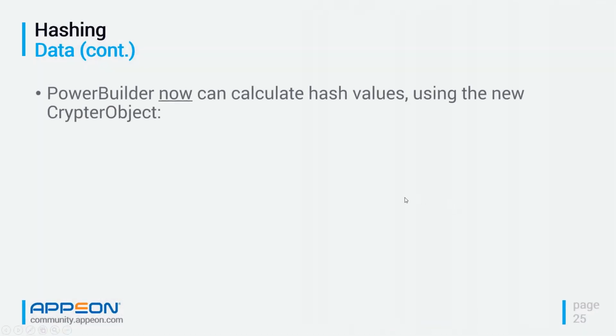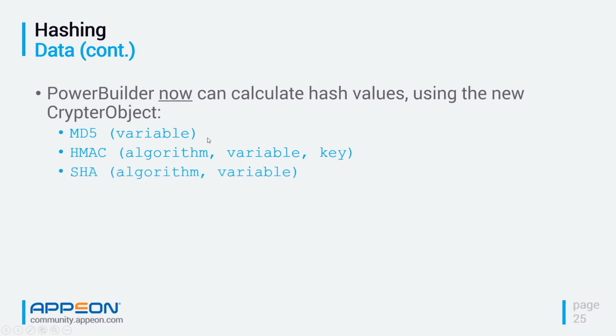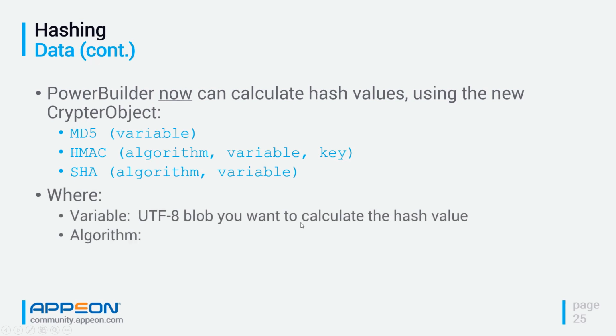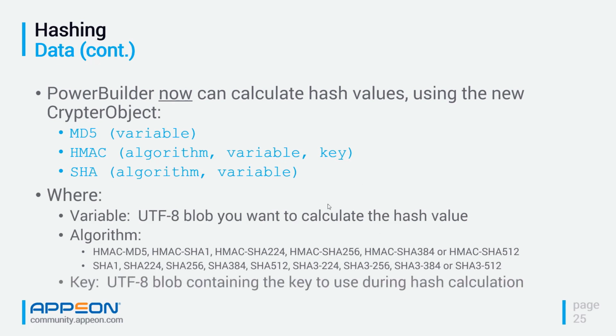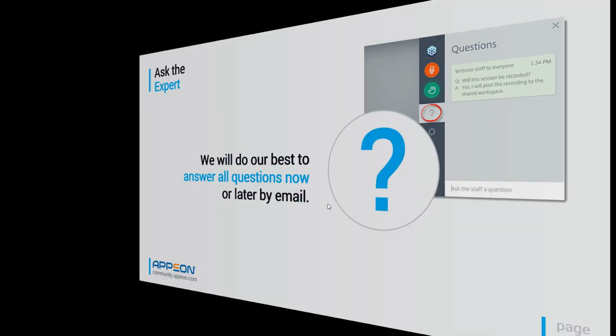So the 3 methods are MD5, HMAC, and SHA. For MD5, you just pass the variable. For HMAC and SHA, you pass the algorithm you want to use. And for HMAC, you also specify a key. There's a whole bunch of different HMAC and a whole bunch of different SHA algorithms that you can use to do the hashing.